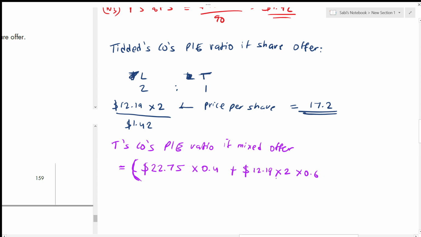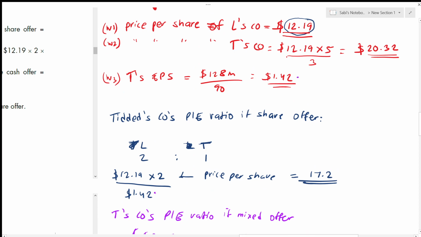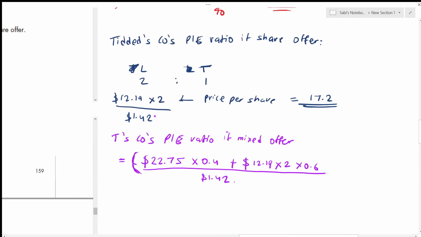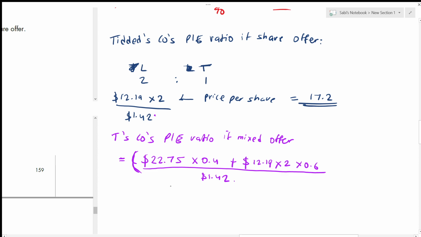Now this whole thing needs to be divided by EPS. What is earnings per share? 1.42. Just check. This one is 1.42. This point is 1.42. This one is 1.42. Every denominator is 1.42 only. It will remain 1.42 only. Now this is 16.7, double underline, because that is the answer.